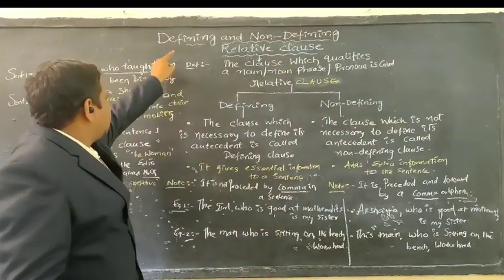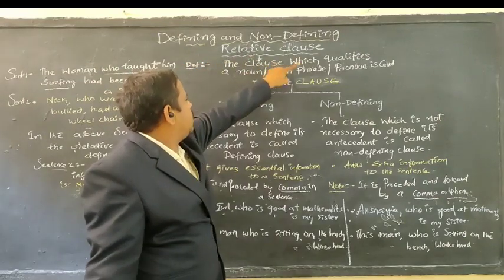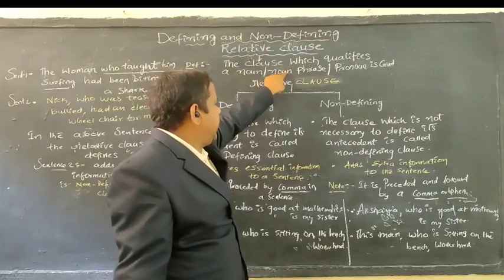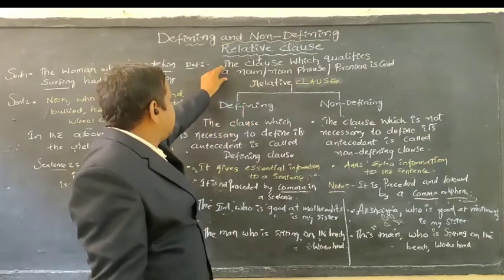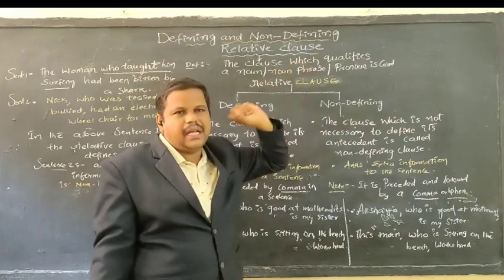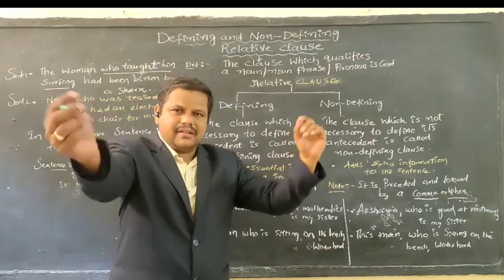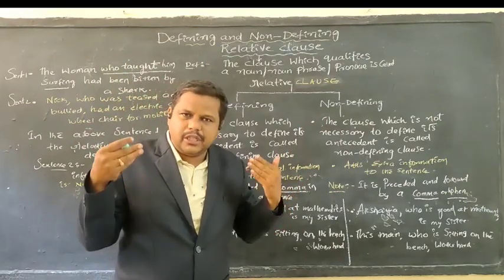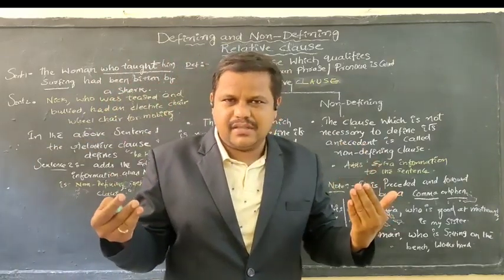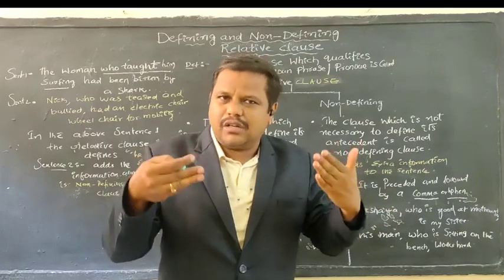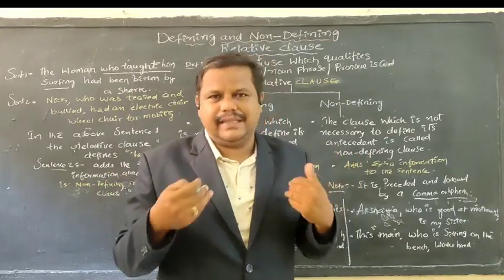See students, first let me give the definition of a relative clause. The clause which qualifies a noun phrase or pronoun is called a relative clause. In general, that clause qualifies a noun phrase and a pronoun. These relative clauses are again classified into two types: defining relative clause and non-defining relative clause. We will see systematically what each is, with certain examples.